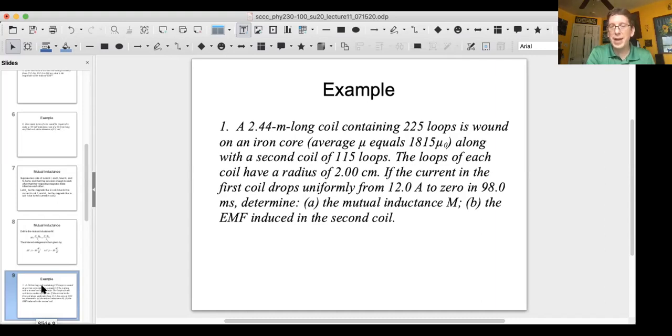The loops of each coil have a radius of 2.00 centimeters. So we know the geometry of the coil. We know its length, and we know its radius. If the current in the first coil drops uniformly from 12.0 amperes to 0 in 98.0 milliseconds, determine the mutual inductance M and the EMF induced in the second coil. So the mutual inductance M, we'll start with that.